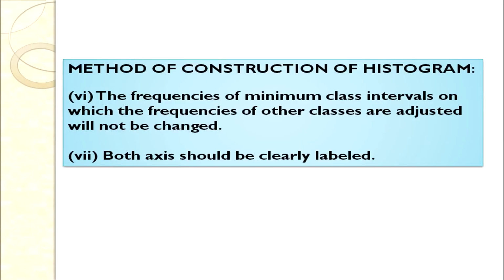In this you can see the frequency of minimum class intervals on which the frequencies of other classes are adjusted will not be changed. So, we are again recalling the point that for those in which the class interval gaps were same, we are not going to change the frequencies, and we should label our diagram properly. Let us see how we have adjusted. This was the question. I am just changing it towards how we have made the adjustment.